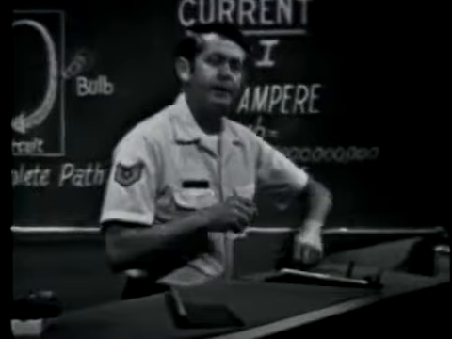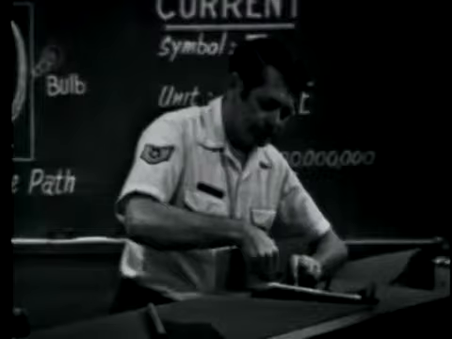We've already seen that when a bulb is connected to a battery, electrons will flow from the battery through the wire, the bulb, and back to the other side of the battery. In this case, I'm using copper wire. And remember, copper allows electrons to flow because it has a large number of free electrons.